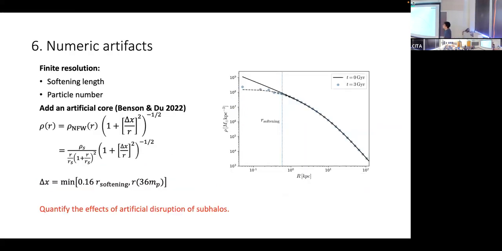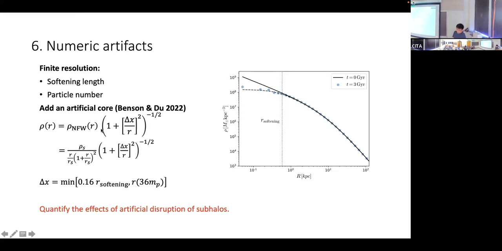Okay. Then, as I mentioned earlier, in the simulations we always have numerical artifacts. So one application of our semi-analytic model is that we can try to model this numerical artifact, because this numerical artifact is caused by the finite resolution. For example, for the N-body simulation, the resolution of the simulation is determined by first the softening length, which basically softens the gravitational potential of point particles. And this resolution is also determined by the number of particles.